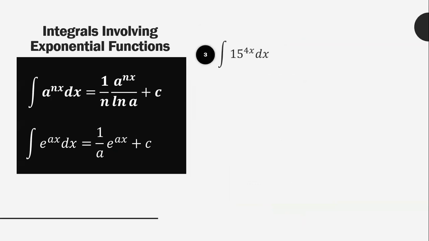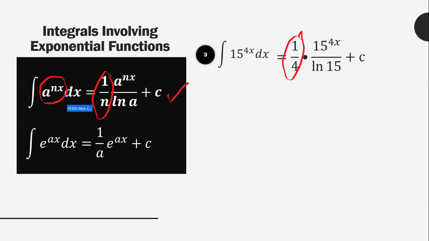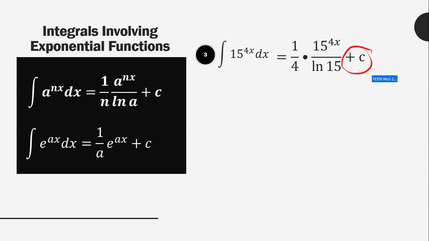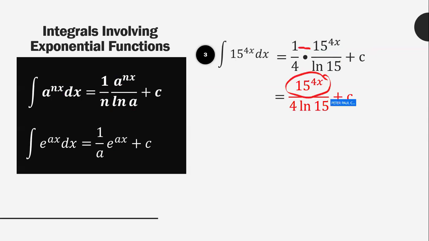Let's move now to the third example. This time we will apply this formula. We have the integral of 15 raised to 4x dx. The answer is 1 over n, so that's 1 over 4. Then we copy a raised to nx, so we copy 15 raised to 4x, and then we get the ln of the base, and the base is 15. So that's an ln of 15. Of course, do not forget plus c. To simplify this expression, 1 times 15 raised to 4x is 15 raised to 4x. Then multiplying the denominators, we have 4 ln 15, plus c. So that's already the final answer.